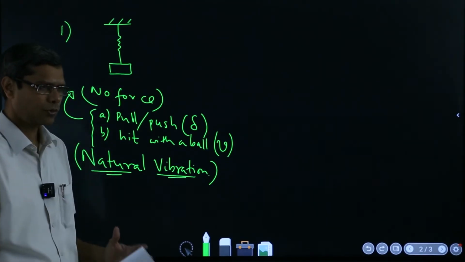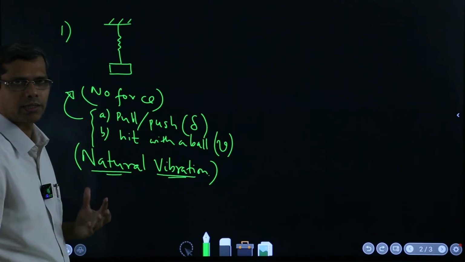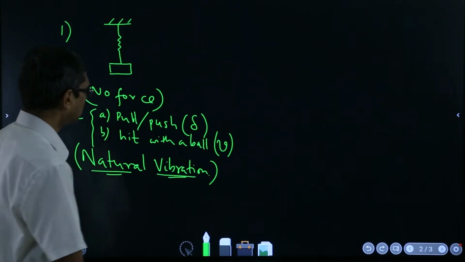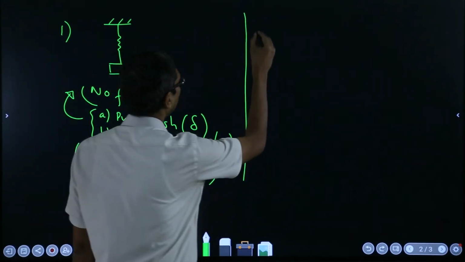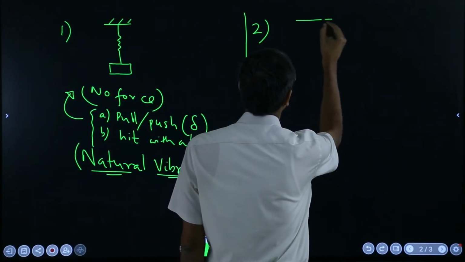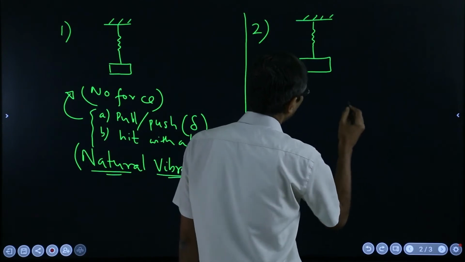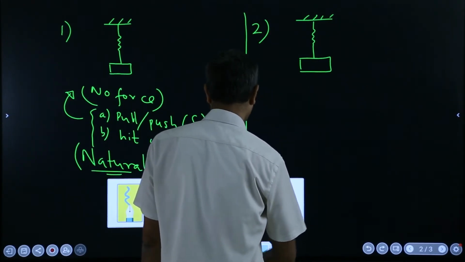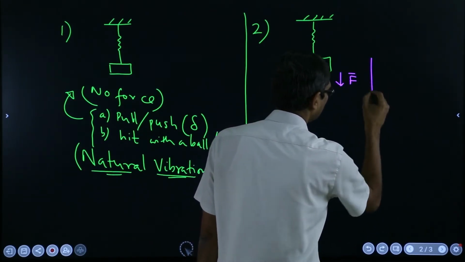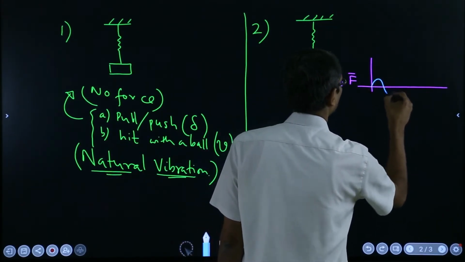Any system, if you want to study its vibrational or acoustical property, this should be the starting point to think about: what is its natural vibration characteristics. Then the second one is the same thing. I will not change the system as such. I will keep it like that, but then I will apply a force here, which is changing harmonically.